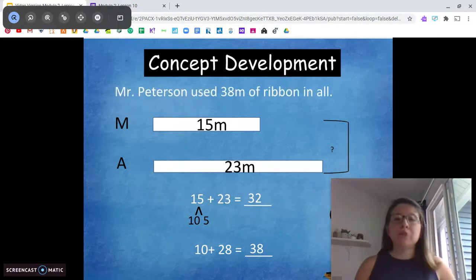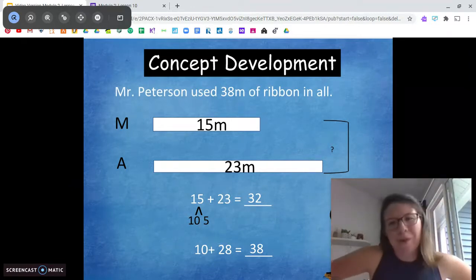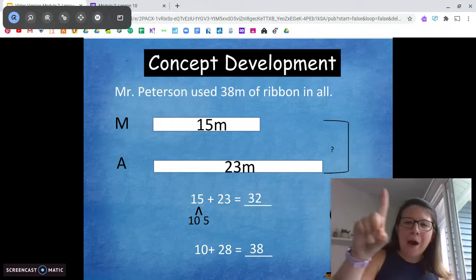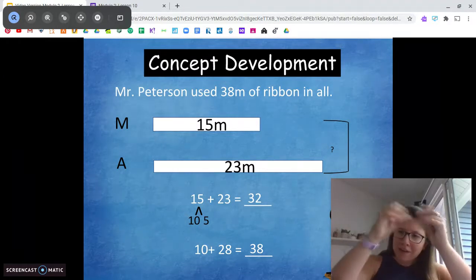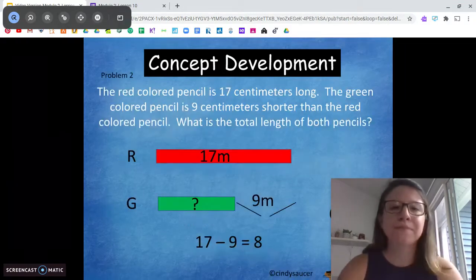So we know Mr. Peterson used 38 meters of ribbon in all. Woo! You guys just solved a 2-step word problem. First step, we figured out how many meters of ribbon in the afternoon. Second step, we added them together. Awesome work! All right, let's do one more together before you do them on your own.